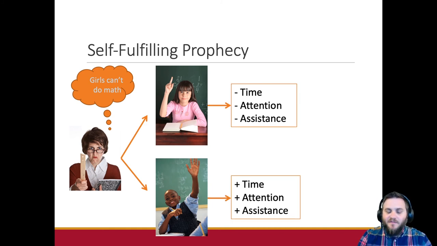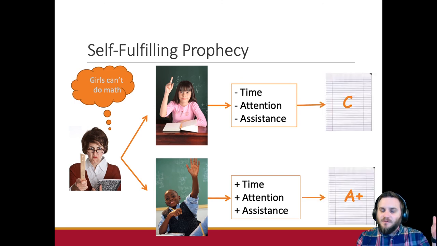What happens with the self-fulfilling prophecy vis-a-vis confirmation bias is that we give less time, less attention, and less assistance as the teacher to the girl. And we give more time, more attention, more assistance to the boy. What then happens? The prophecy has been fulfilled. C for the girl, A plus for the boy. Of course, that girl can't do math. That girl cannot do math. Self-fulfilling prophecy.